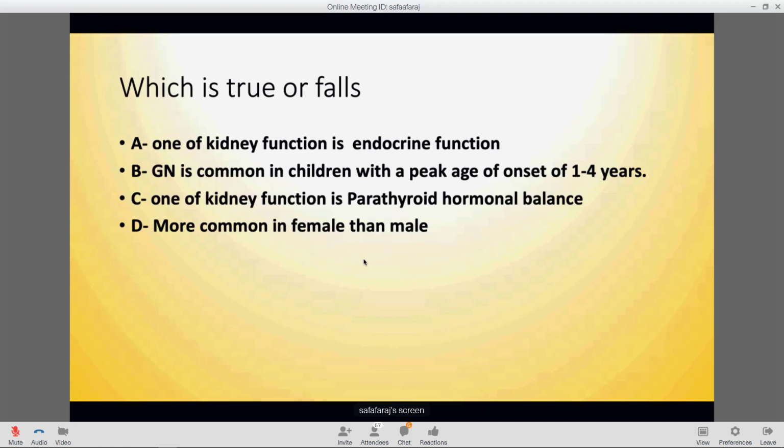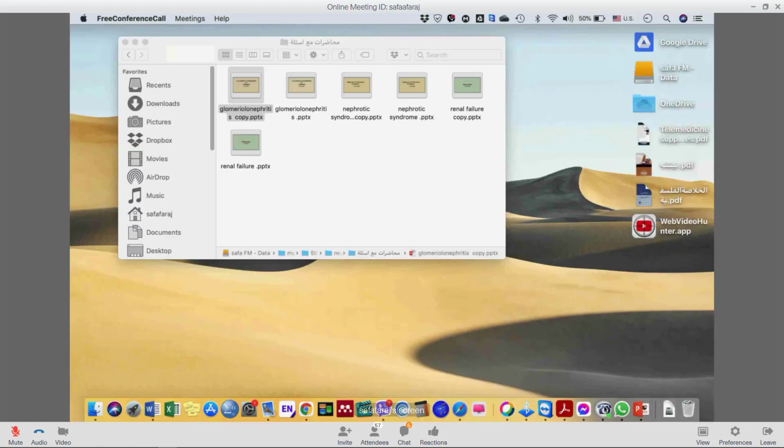Which is true or false? One of the kidney functions is endocrine function. True. Glomerulonephritis is common in children with a peak age of onset of 1 to 4 years. False, preschool age. One of the kidney functions is parathyroid hormone balance. True. More common in female than male. False, in male. Okay, thank you.